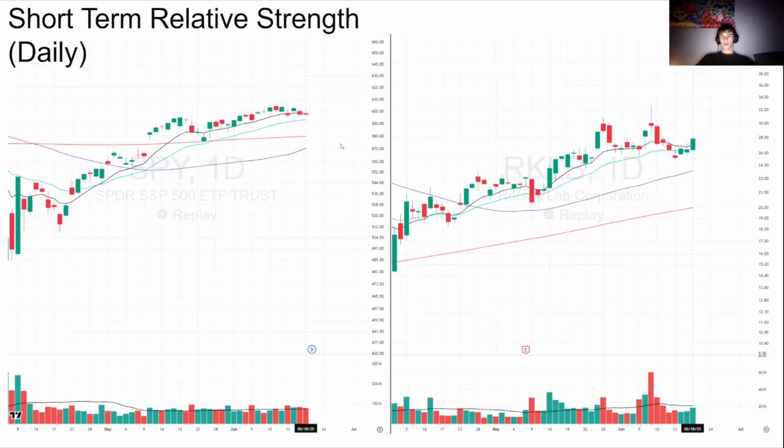These are on the daily chart. This is SPY over here, and this is RKLB. This is a defense agency stock. And we're going to go over, once again, a couple key points on the chart here.